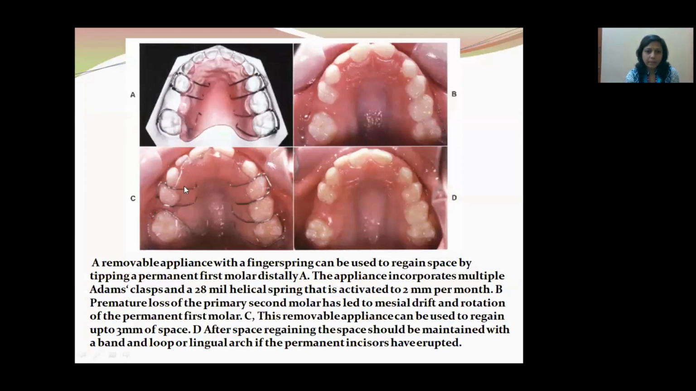Here in this picture, a removable appliance with a finger spring can be used to regain the space by tipping a permanent first molar distally. Here, the permanent first molar has been tipped mesially, and this appliance with a finger spring will move this molar in the distal direction. This removable appliance can be used to regain up to 3 millimeters of space. After space regaining, the space should be maintained with a band and loop or lingual arch if the permanent incisors have erupted.